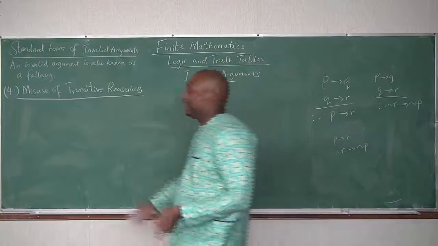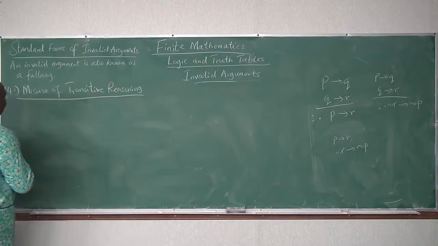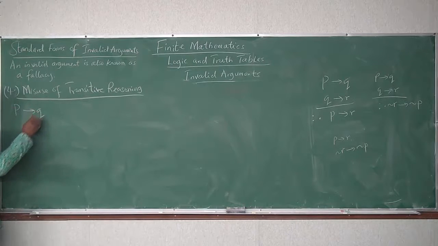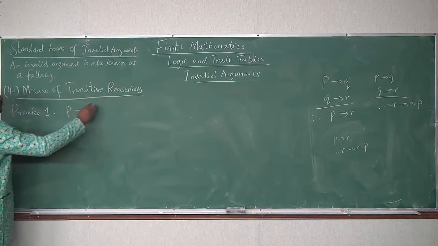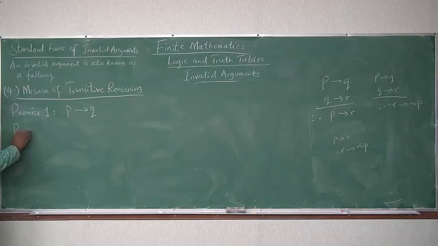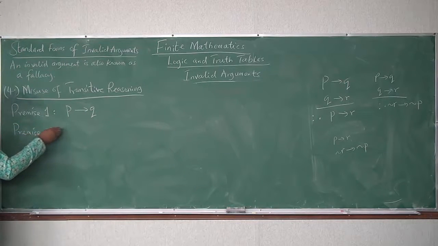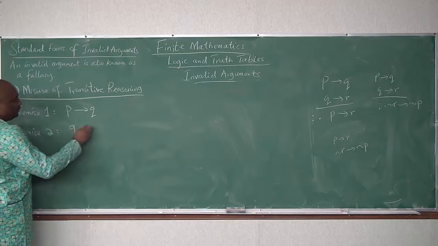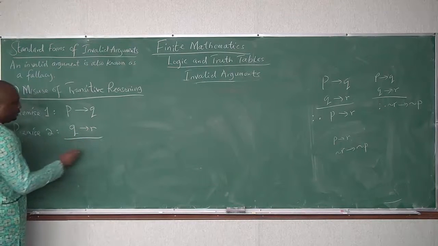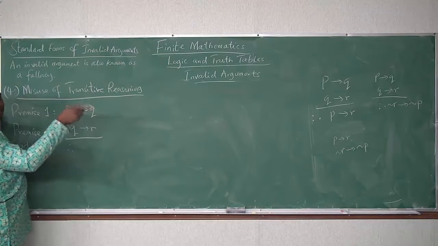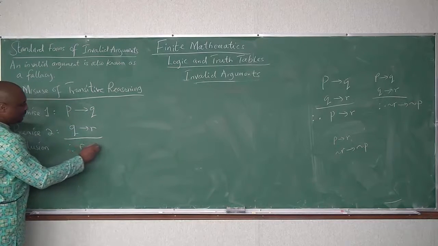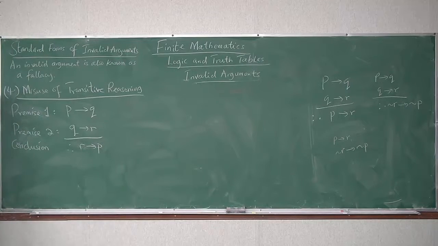Now look at the misuse here. The misuse of transitive reasoning is: premise 1, P implies Q. Premise 2, Q implies R. So what do you think will be the conclusion? Instead of P implies R, it will be R implies P. That is the misuse.